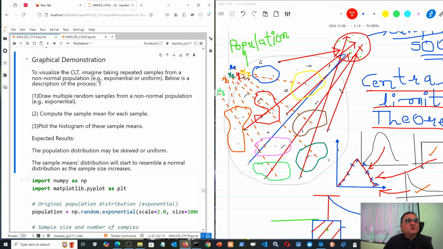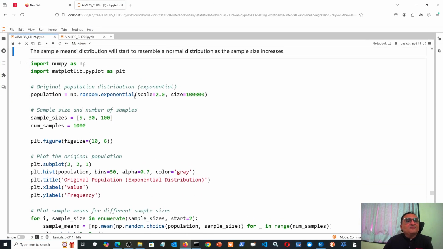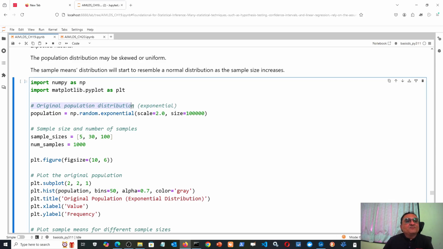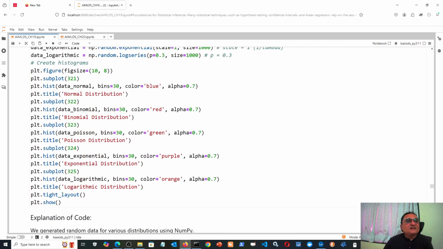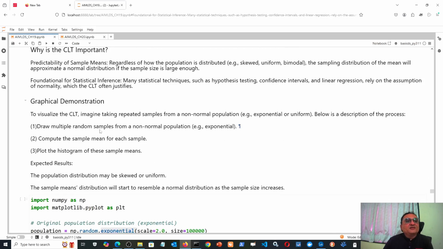Now let us try to do a graphical demonstration. I am minimizing this part and maximizing this. Graphical demonstration means we will take an original population distribution, which we are deliberately taking as something not normal. So population is equal to np.random.exponential. In the previous lecture we saw that np is a very versatile library. It can generate random, binomial, Poisson, exponential, logseries, or even more different distributions, right?